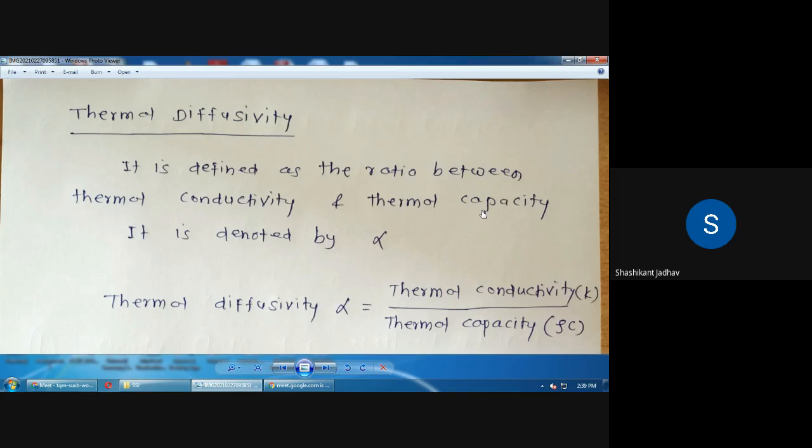Next line, it is denoted by alpha. So write down the equation for thermal diffusivity. Thermal diffusivity, in brackets alpha, is equal to thermal conductivity divided by thermal capacity.